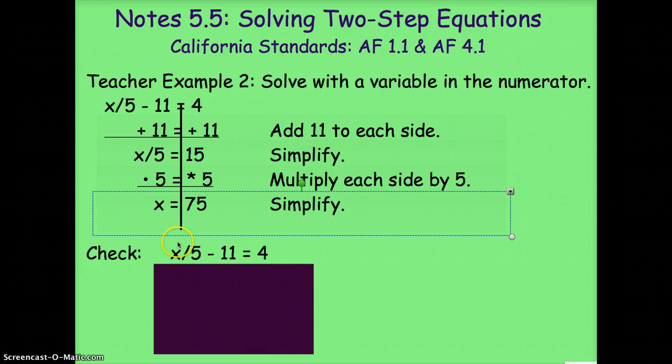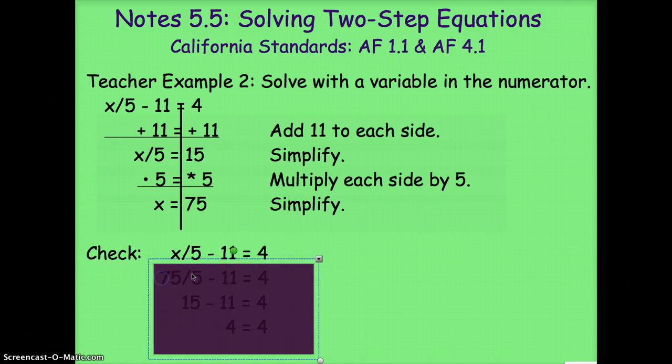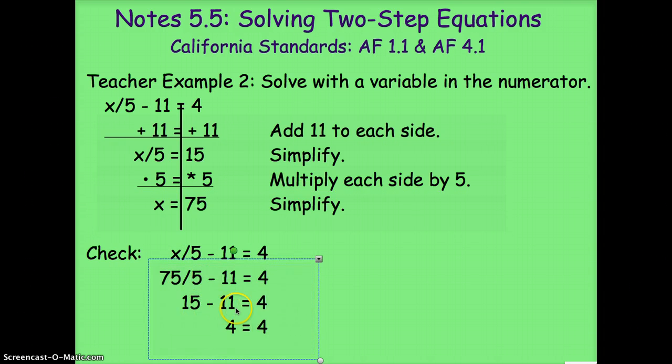When I plug 75 in for my check, I'm going to start with 75 divided by 5, and I'll get 15, and then 15 minus 11, which is 4. So my solution does check out.